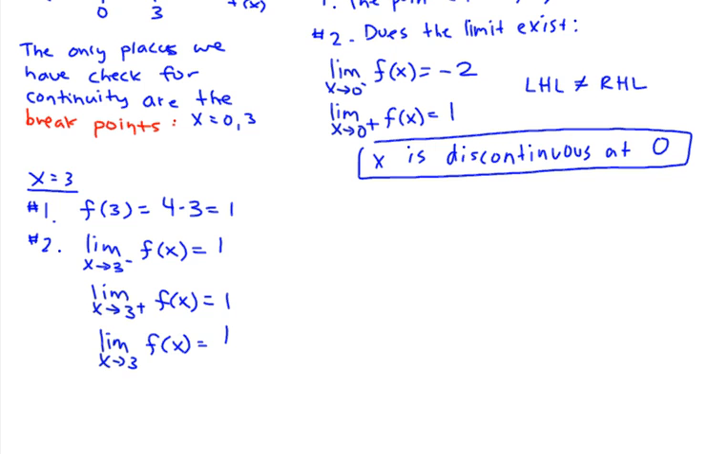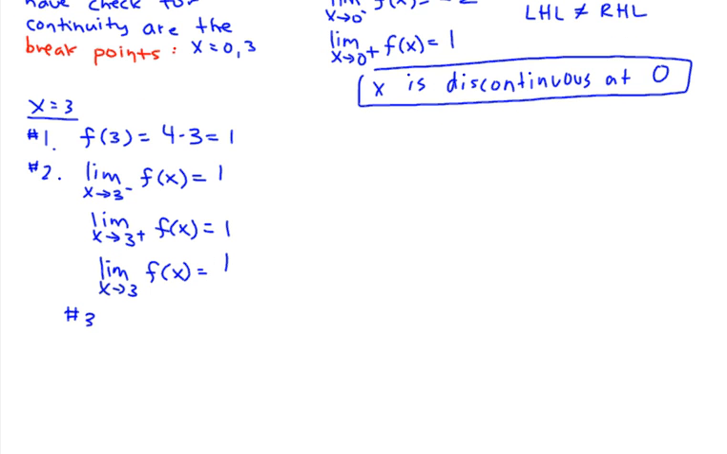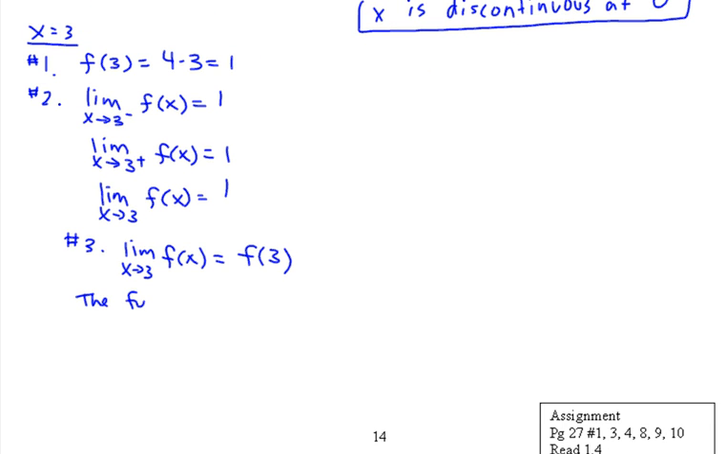And last, what's the third condition? Does the limit equal the point? Yeah, the limit as x approaches 3 of f of x equals f of 3. The limit equals a point. So therefore, what can we say? Yeah, the function is continuous at x equals 3. So the only place it's discontinuous is x equals 0. Okay? And last, it wants us to sketch the function.